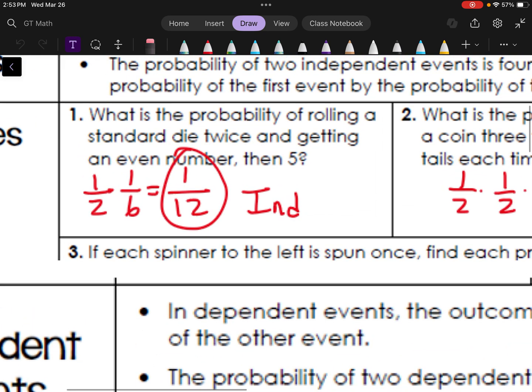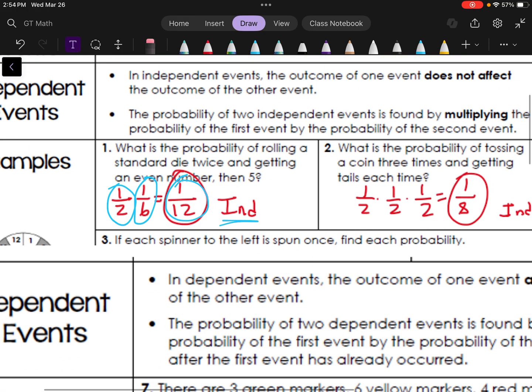And like I said, an example of this: what is the probability of rolling a standard dice twice and getting an even number, then a 5? Well, your chance of getting an even number is 1/2. Your chance of then getting a 5 is 1/6. To find the compound probability, you multiply those two fractions and you get 1/12. And that's the independent probability of you having those two things happen, right?